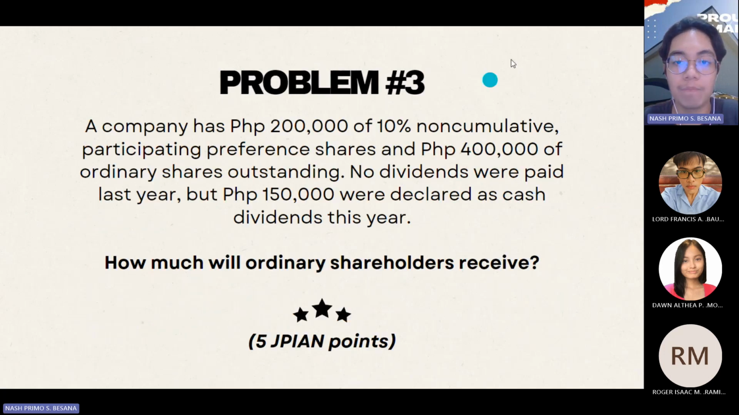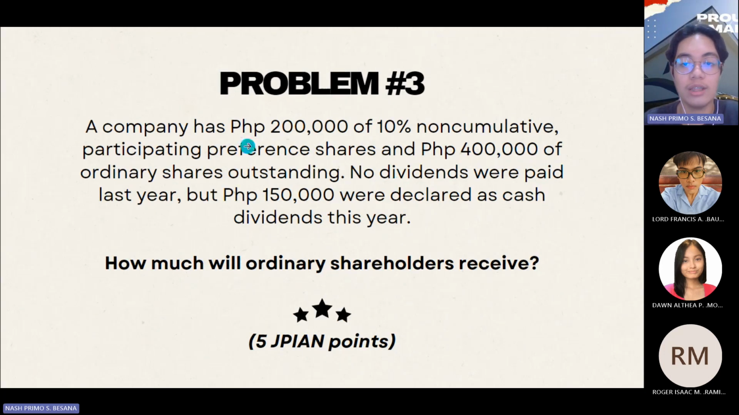So next problem, a company has 200,000 pesos of 10% non-cumulative participating preference shares and 400,000 pesos of ordinary shares outstanding. No dividends were paid last year, but 150,000 pesos were declared as cash dividends this year. How much will ordinary shareholders receive daw? So I will give you again some time for yourselves if you want to compute on your own. And then later natin i-answer reveal.